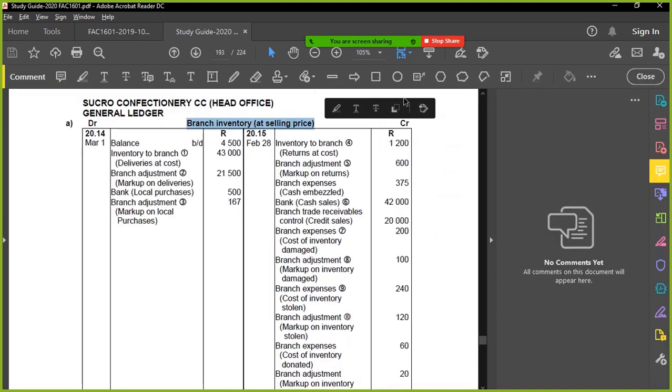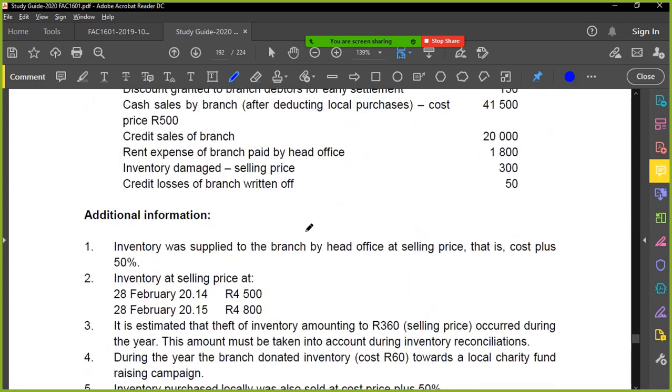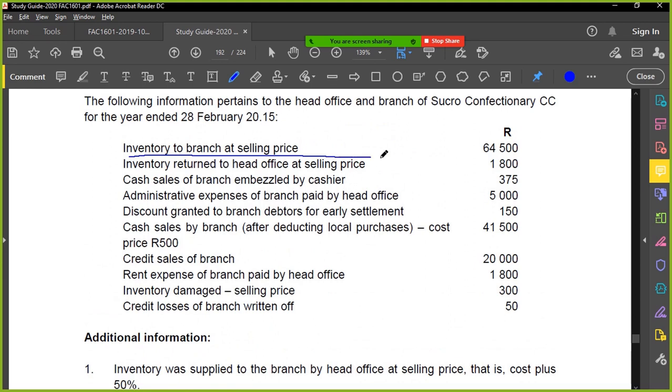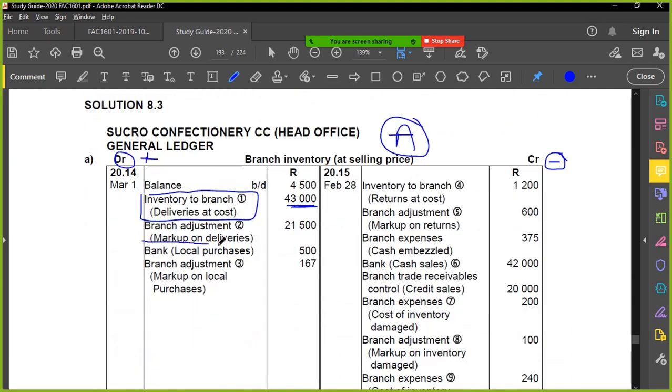Let me write on this thing. Because this is an asset, you'll have a debit plus and you'll have a credit minus. So when the branch is given stock from the head office, obviously you're going to have inventory to branch. Does that make sense? Yes. And this amount is going to be at selling price. So if you look at this question, you'll see here, inventory to branch, cost price, markup. Same thing here, cost price, markup. Does that make sense? Yes.